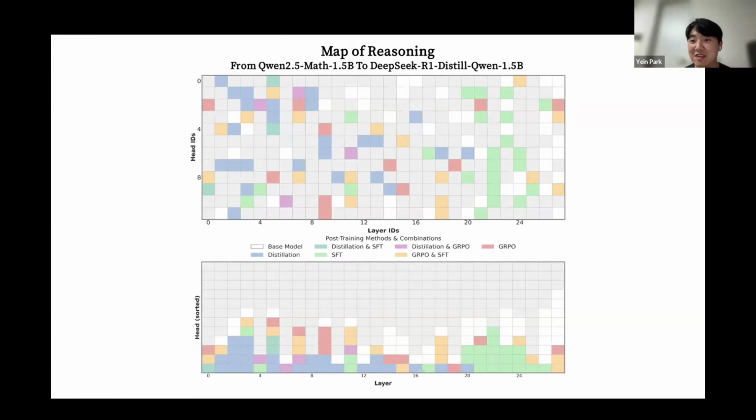The color means nothing. No, I mean, how do you determine that it's an emergent head for GRPO? What's the algorithm for that?